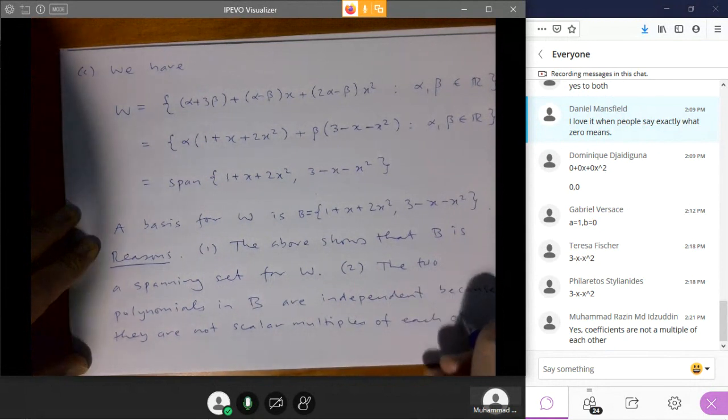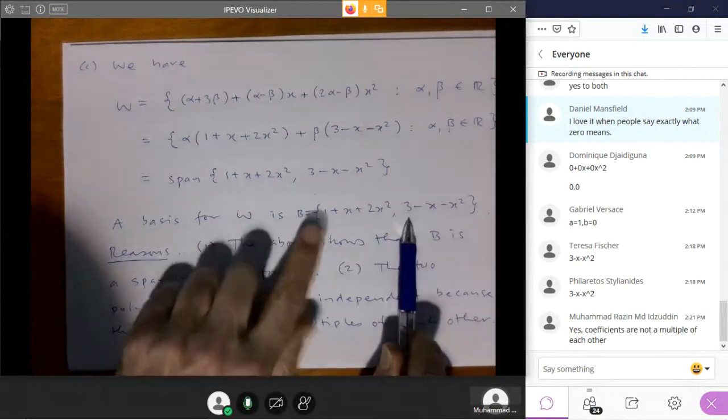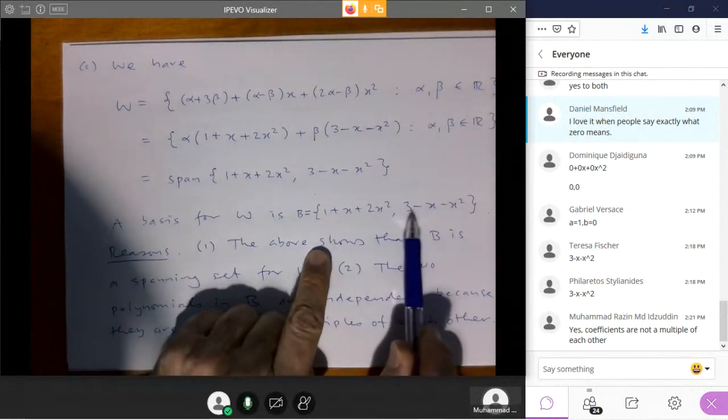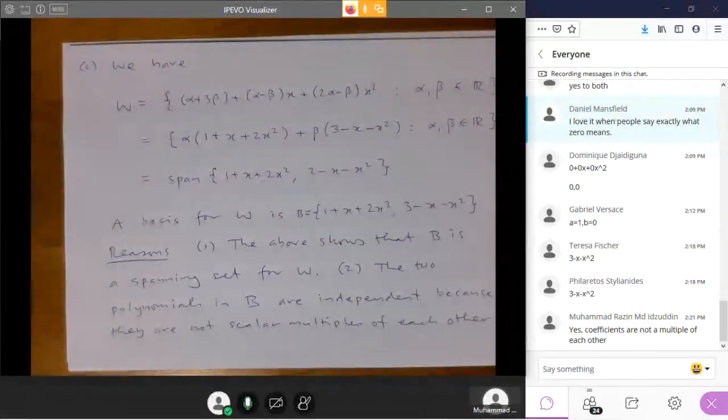And as for that last statement, I hope that's obvious enough just by looking at it. Suppose they were, then looking at the constants, this polynomial would have to be 3 times this one, but that works for the constant. It doesn't work for the x or x squared terms, so they're not scalar multiples of each other. Okay, so any questions on that bit?